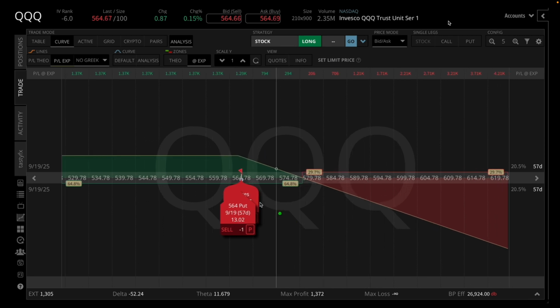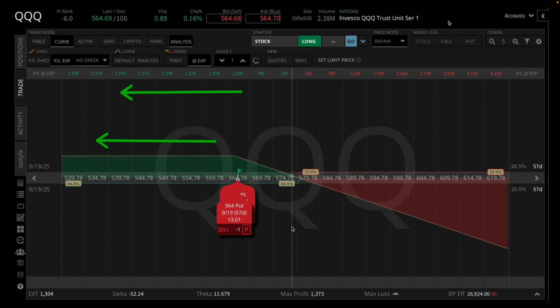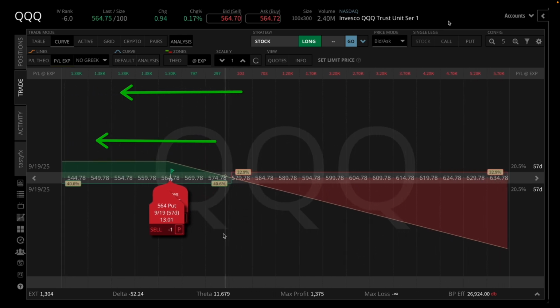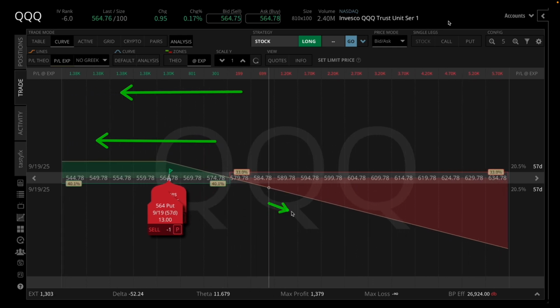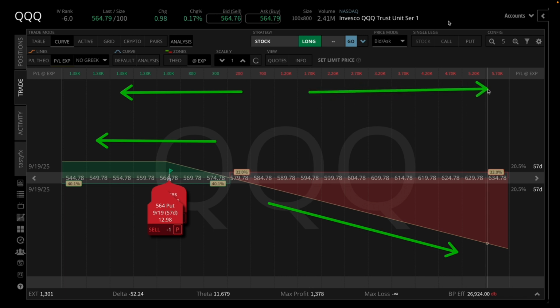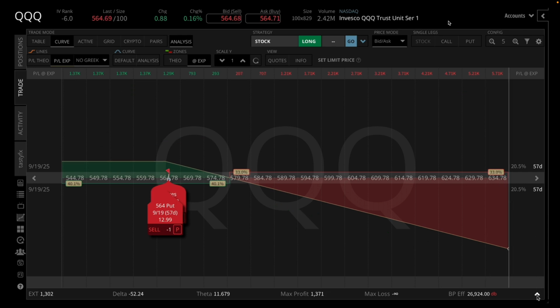price of QQQ decreases, and the profit is maxed out at around $1,380-ish. We can see here that the trade would lose money in an unlimited fashion if QQQ were to continue to appreciate in price. So that is what the P&L diagram looks like for that trade.